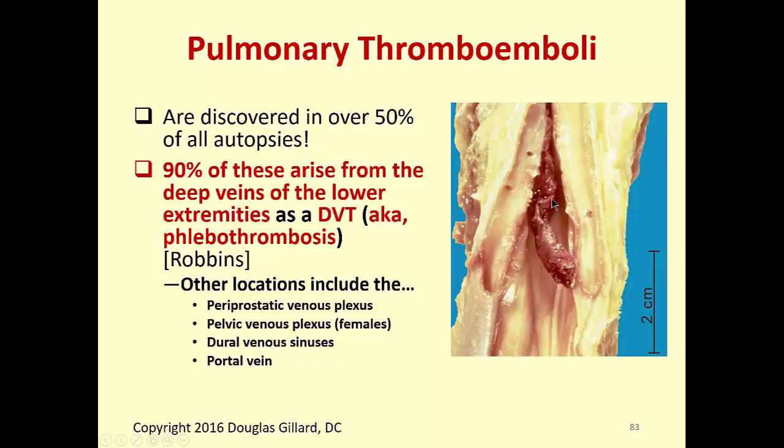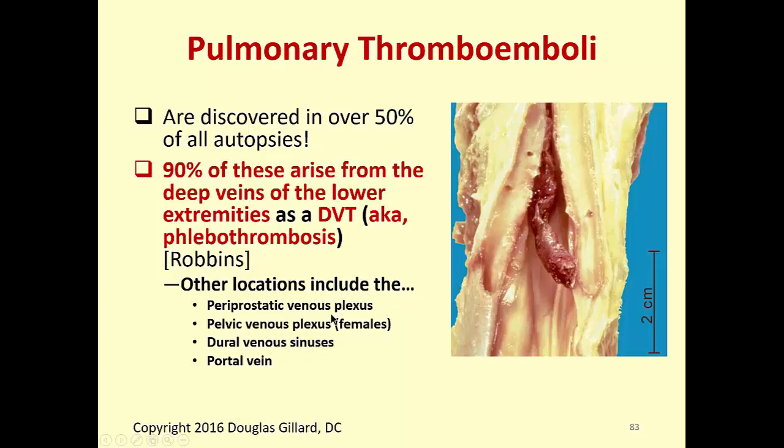That's not a blood clot, post-mortem. So discovered in over 50% of autopsies. They're quite common. 90% of these arise from the deep veins of the lower extremities. So a DVT. AKA, what's the AKA for DVT? Phlebothrombosis.